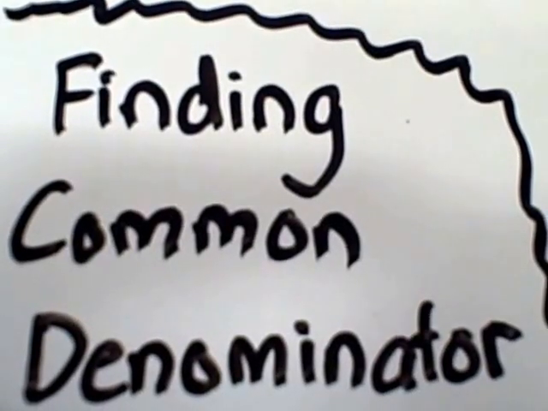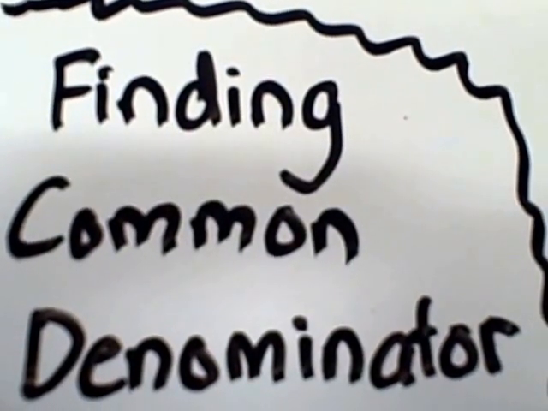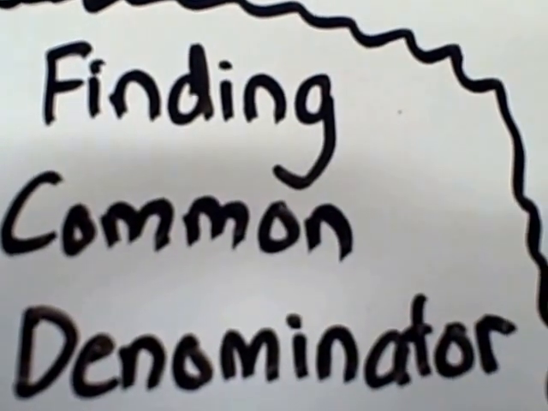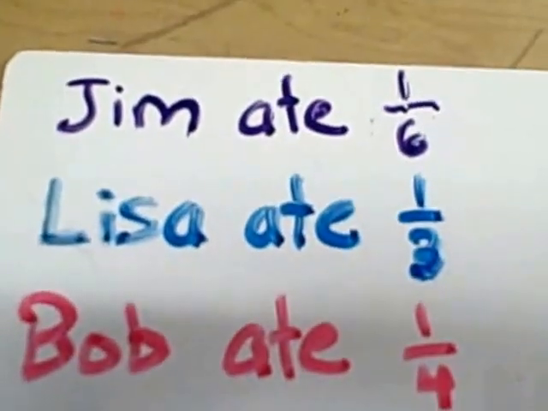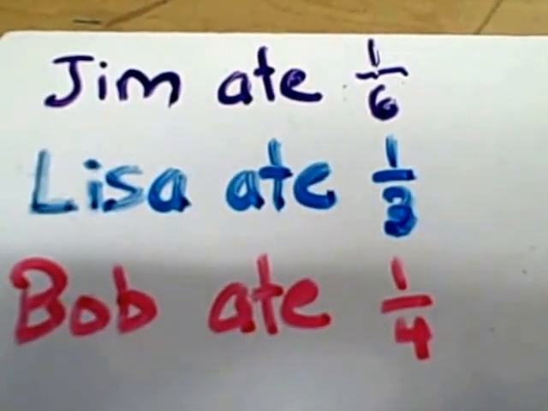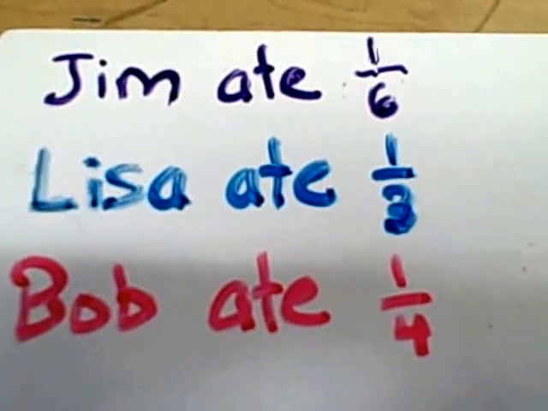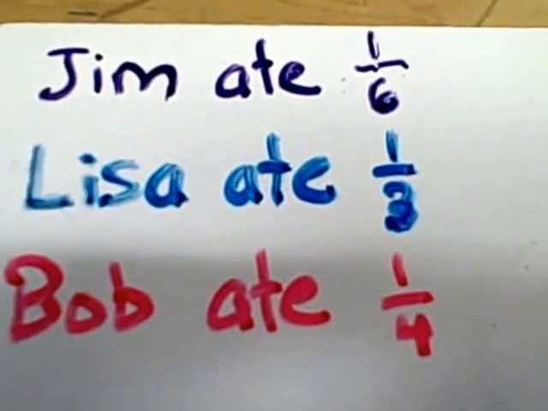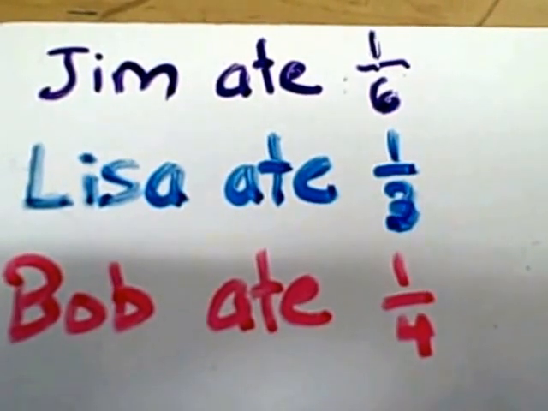So today we're going to learn how to find a common denominator when we have three different fractions that all have different denominators. Let's take a look. In this story we have three kids, Jim, Lisa, and Bob, and they each ate a portion of a pizza. Jim ate 1/6 of the pizza, Lisa ate 1/3 of the pizza, and Bob ate 1/4.